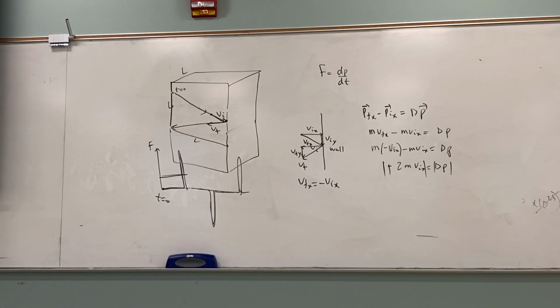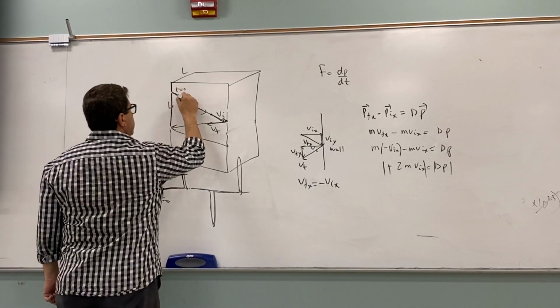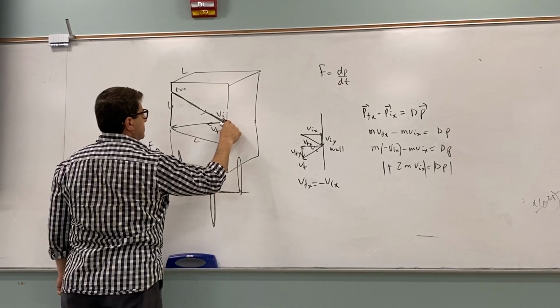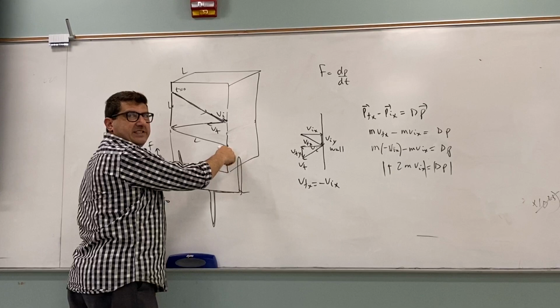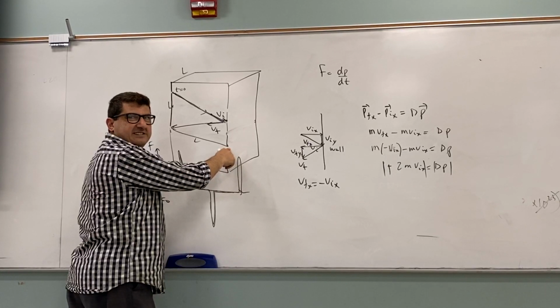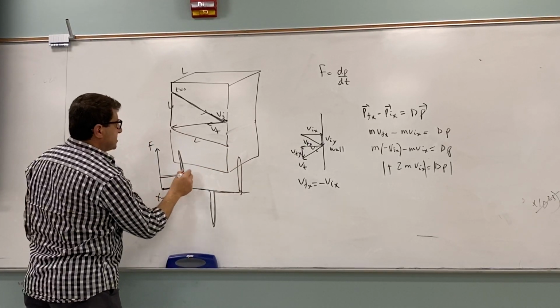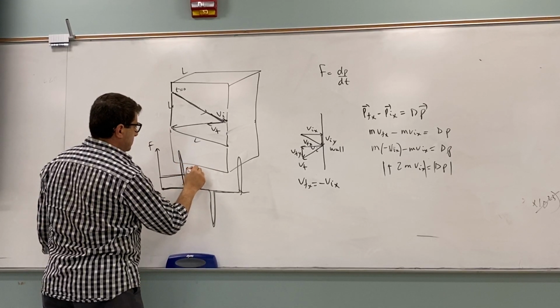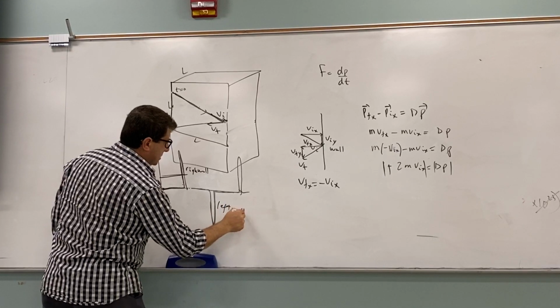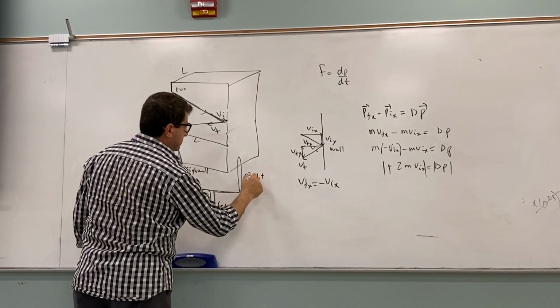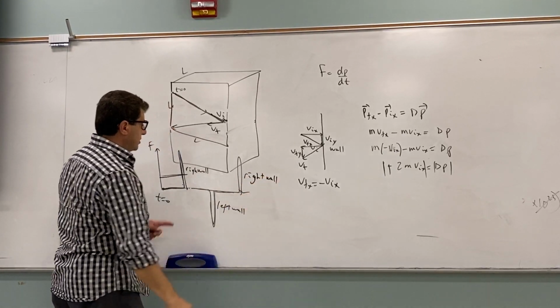So it says the particle impacts one specific side wall once every 2L over Vx. Oh, okay, because once the particle has hit here, it's got to go and come back to hit it again. So that's why they did 2L over Vx. In other words, this is the right wall. This is the left wall. This is the right wall again. You see, you get the idea?